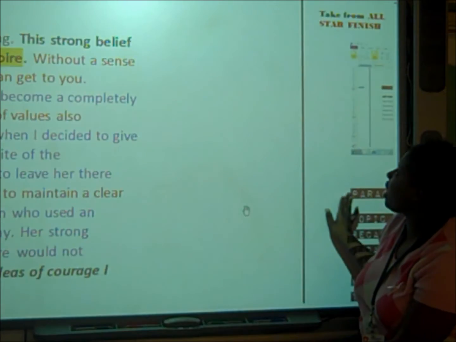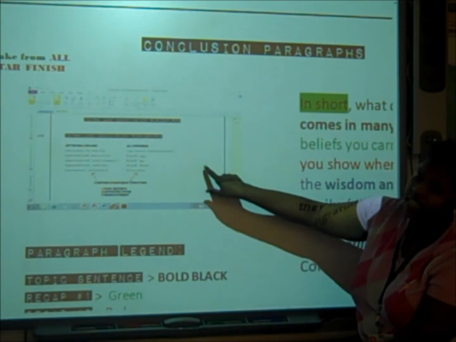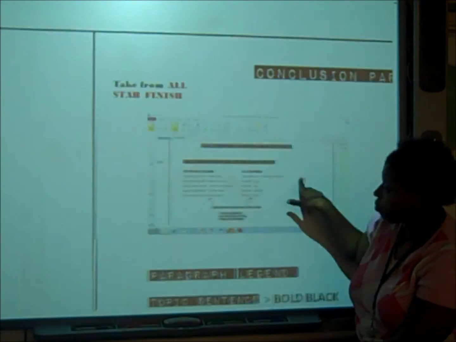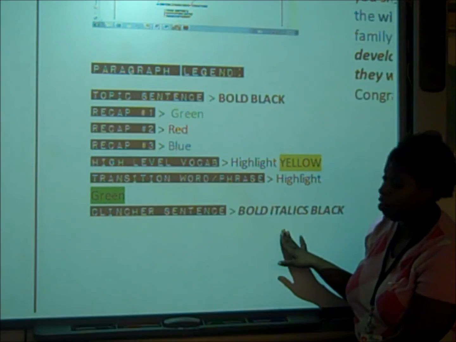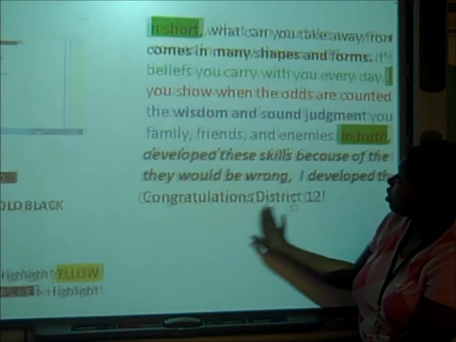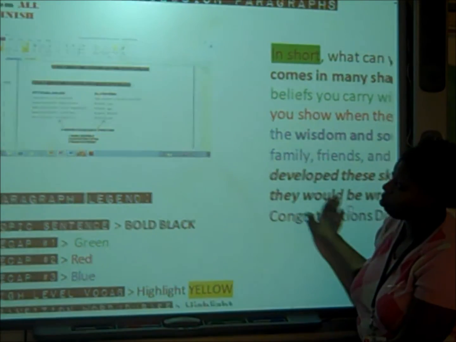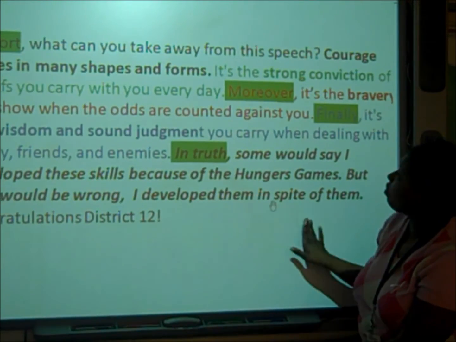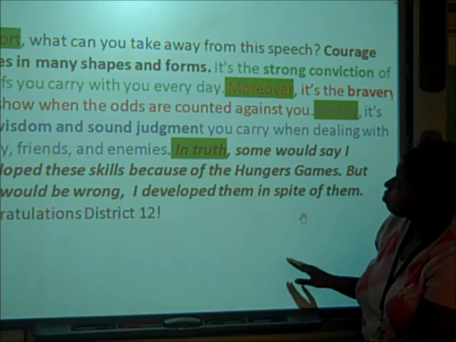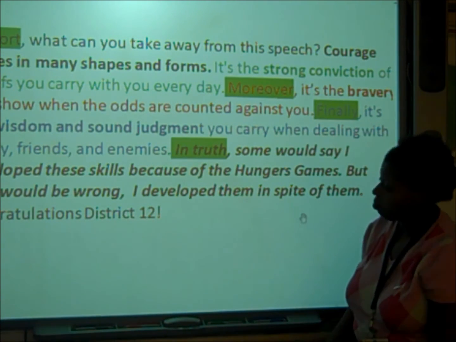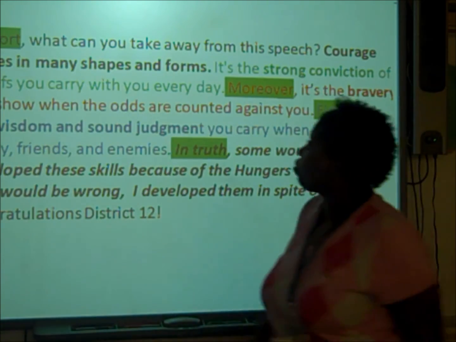All right, and then the last step is to write your conclusion paragraph. Take it from the all-star finish right here. Make sure you pay attention to the paragraph legend. And then bam, you look at your plan, look to see what you wrote, and then you write your paragraph. All right, and there's one more page.